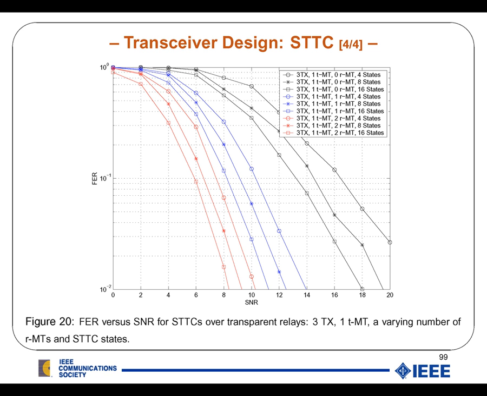Now, as you can see, the codes behave well, and the relaying terminals increase the performance of my space-time trellis coding system. Now with that, I finished the part on the transparent physical layer design, and we will move on to the regenerative physical layer design.